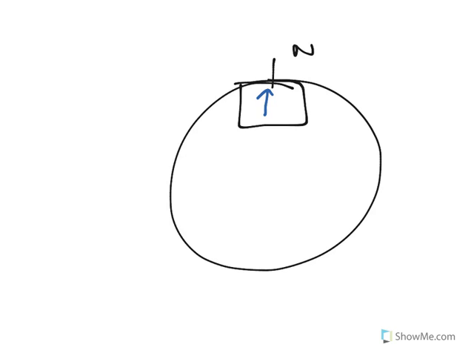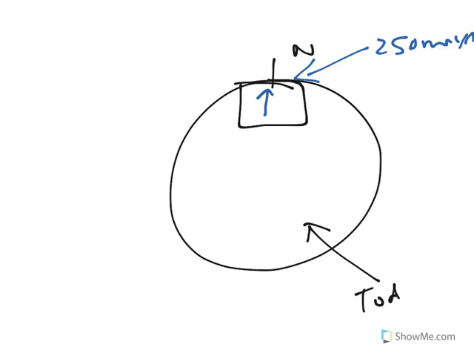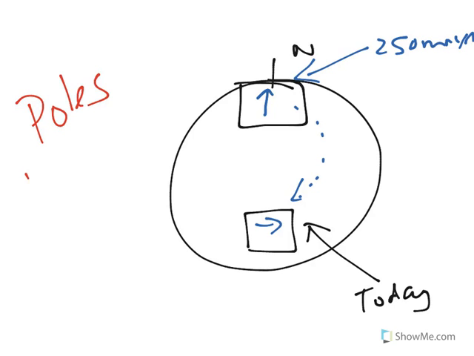So here's its position 250 million years ago. However, let's say it's over here today, and it looks like this. Well, that's telling us that it has actually shifted and rotated in 250 million years. So we know that our poles do not move. Continents do.